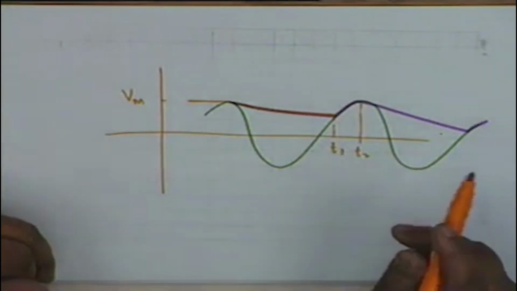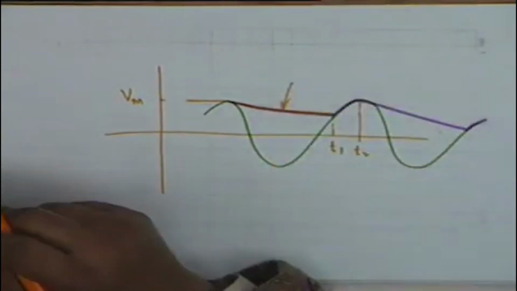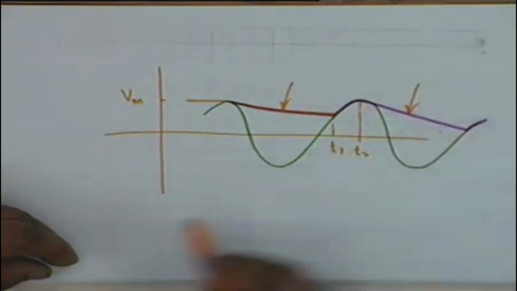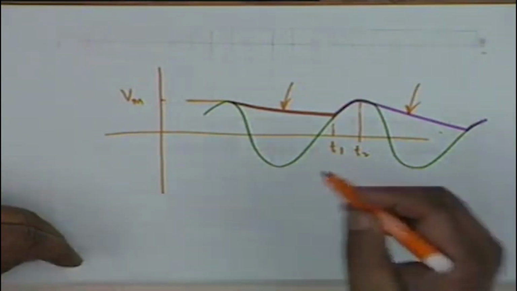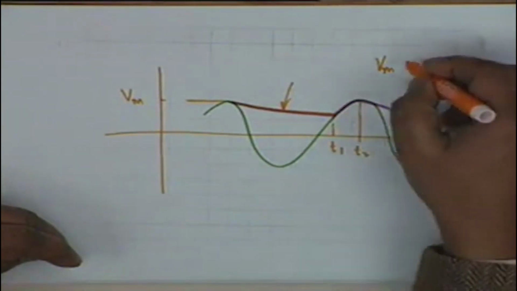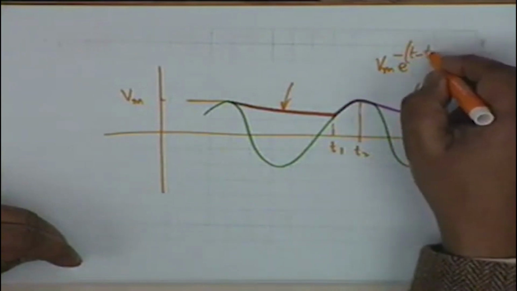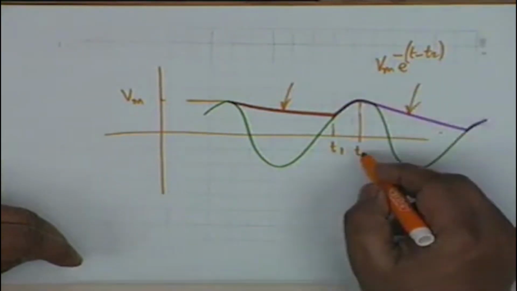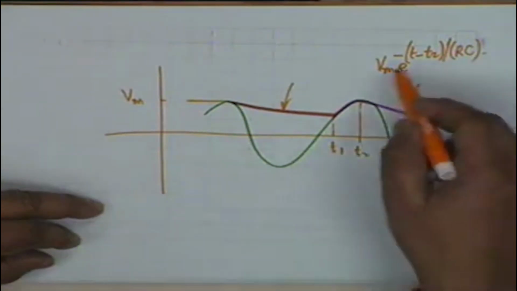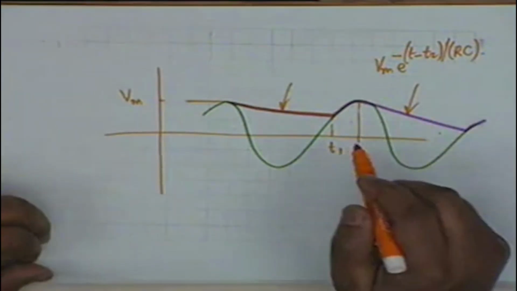If T2 minus T1, before that, can you tell me what will be the equation to this decay? Exponential, so it would be Vm, it starts decaying from Vm, e to the power minus (t minus T2), it starts from T2, divided by RC. Okay, this is the equation to this curve. Alright, so it exponentially decays.